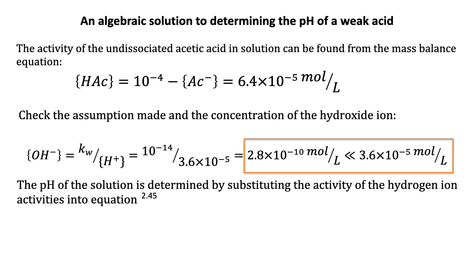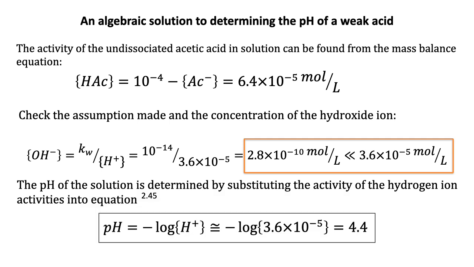Finally, we're ready to determine the pH, which is equal to the negative log of the hydrogen ion concentration, minus the log of 3.6 times 10 to the minus 5. The pH of the 10 to the minus 4 vinegar solution in water is going to give us a pH of about 4.4. This general procedure can be applied to any weak acid and base problem to give us a powerful tool for calculating pH in solutions and possible environmental effects, which will be discussed in the next section.